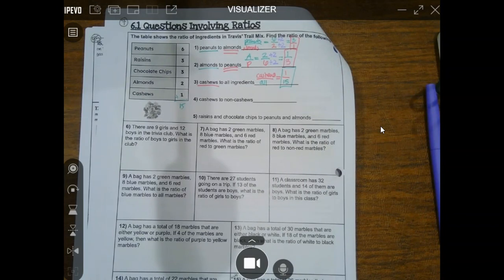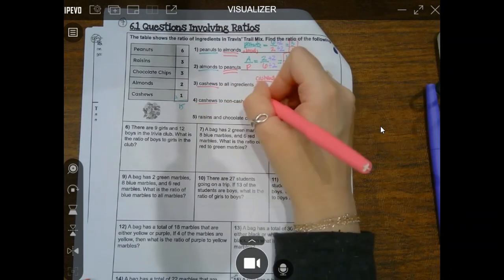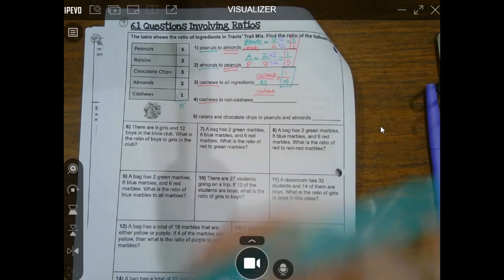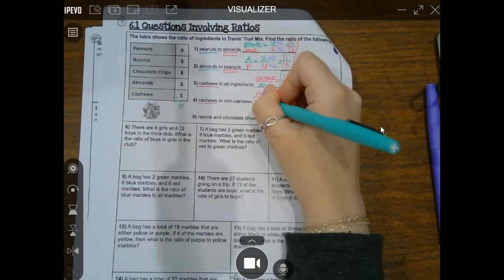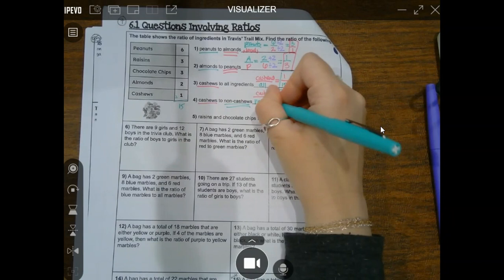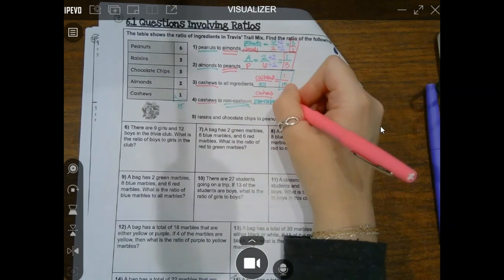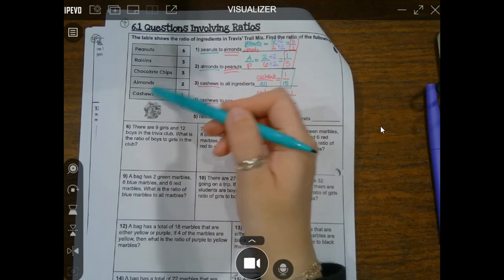And then the next one is saying it wants cashews to non-cashews on the bottom. What does that mean? I mean, the top one's pretty easy. The number of cashews, I know that there's 1. What does it mean by non-cashews? It means all the things that aren't cashews. So it's basically all of these except for these.